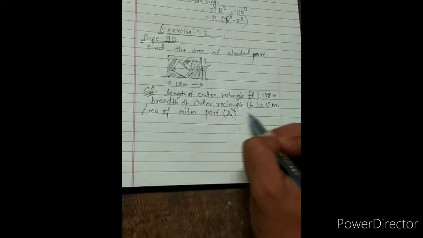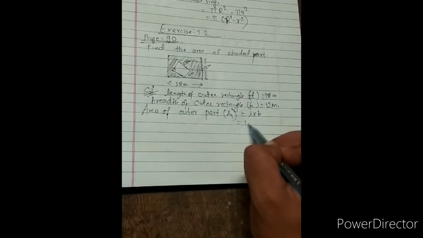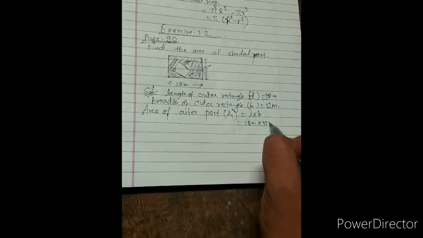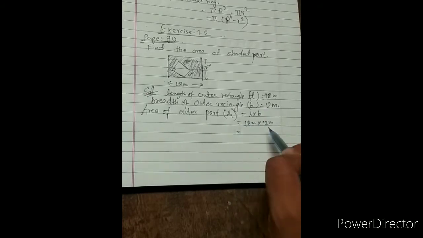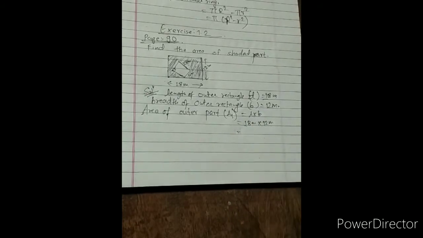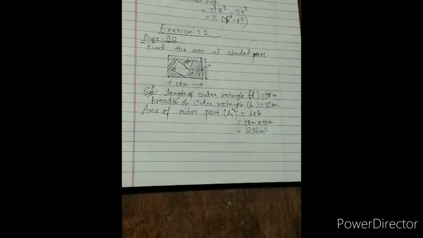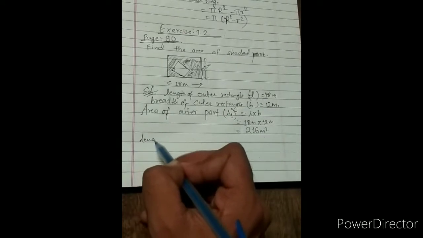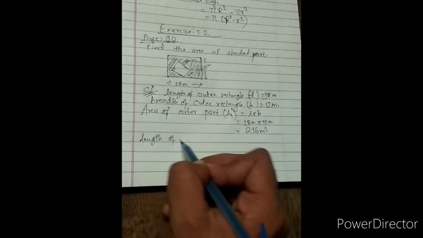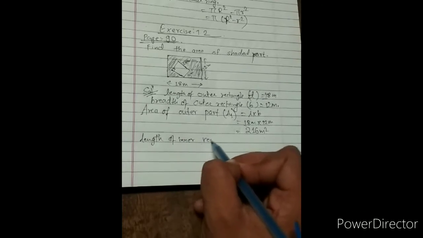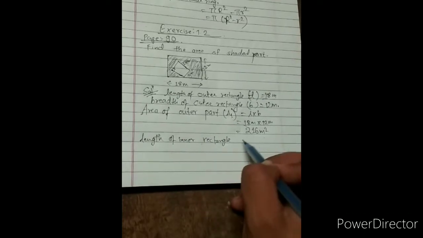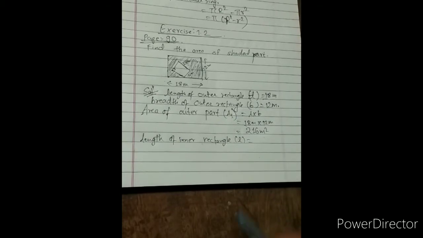Let it be A1, so L into B we can do 18 into 12, and now 18 tens are 180, 18 twos are 36, means 216. 18 into 12 is 216 meter square. And let's find the area of the inner part. For that, what is the length of the inner rectangle?